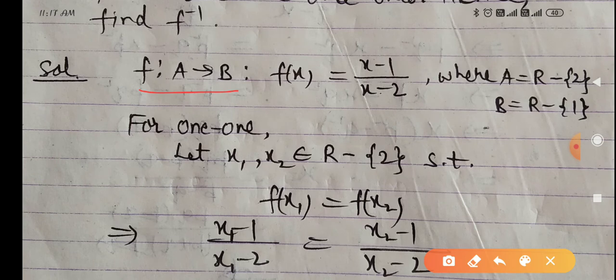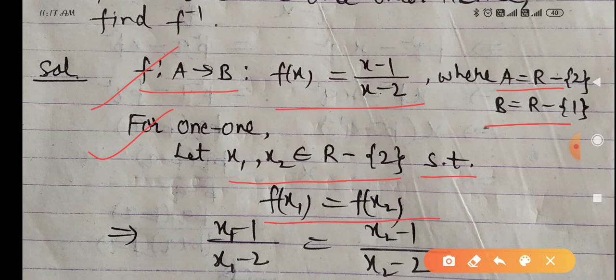f: A to B, f(x) equals (x minus 1) upon (x minus 2), where A is R minus 2, B is R minus 1, it is given. Now for 1-1 the same method you will apply. Let x1 and x2 be two arbitrary elements belonging to the domain R minus 2 such that f(x1) equals f(x2).